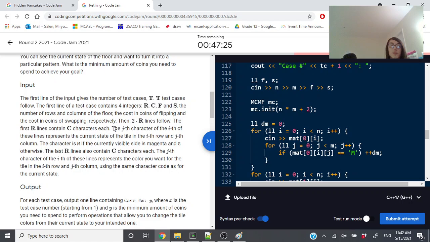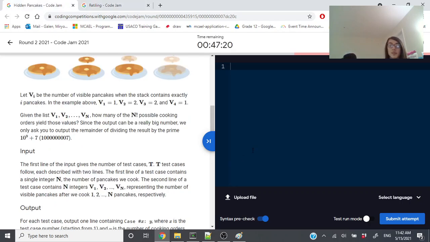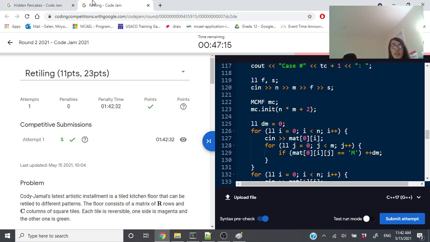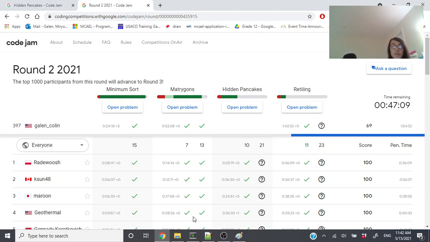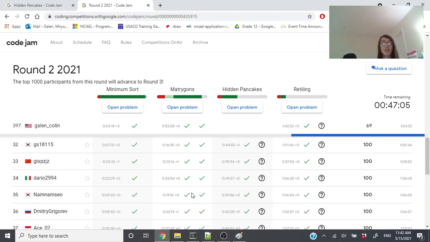Hopefully it passes the hidden one. I don't see how it would pass the visible one and fail the hidden one. So I guess if we pass the visible one, it should be fine. For this I can get the subtask, it's not too hard. Oh, that passed easily. Okay. Yeah, people have AK'd. Okay, sure. Would expect that.